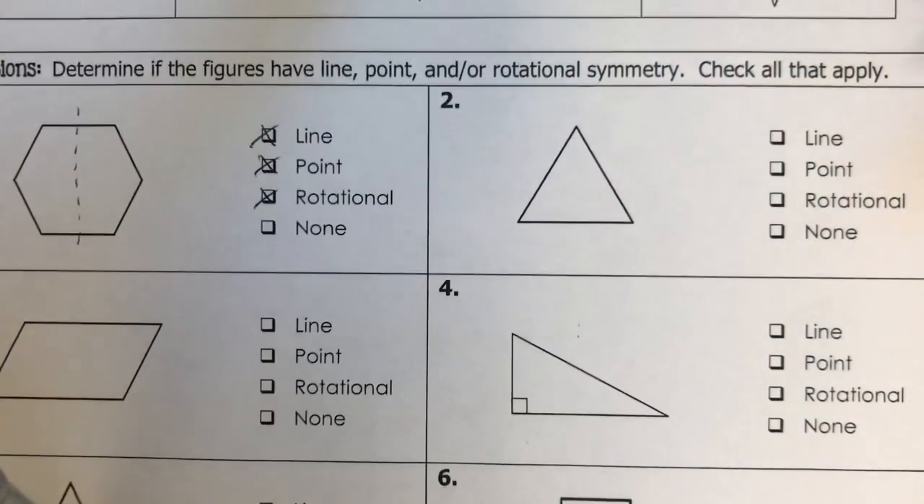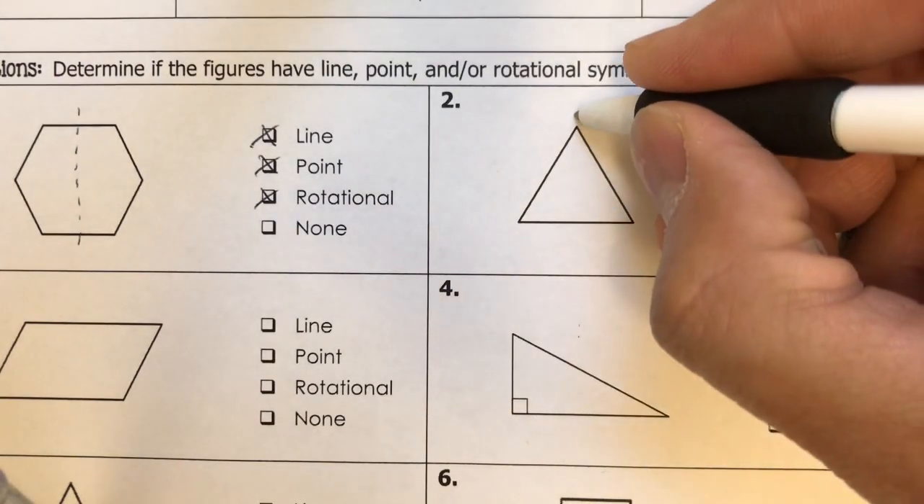So if you want, you can always pause the video right now, and for number 2, for the triangle, try to think of all the different symmetries that it would have, and then once you have your answer, you can hit play again. If you want to try it on your own, hit pause now. If not, I'm going to answer it.